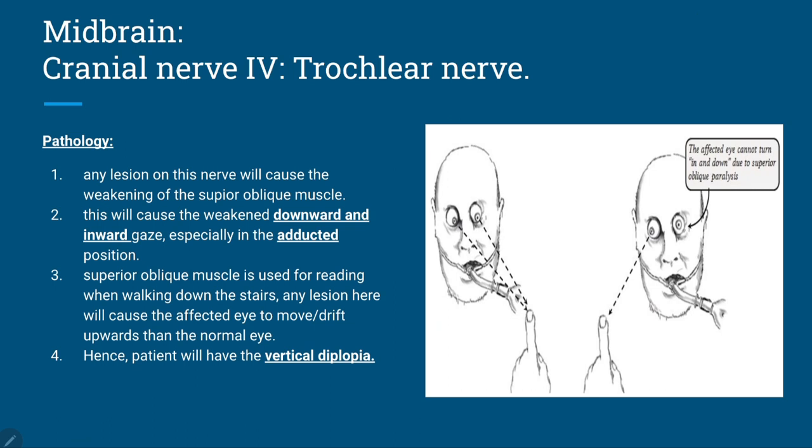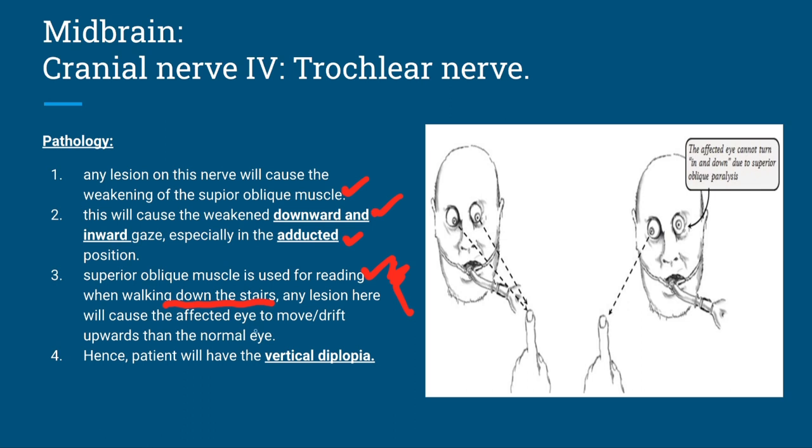So what are the pathologies? Any lesion on this nerve will cause the weakening of the superior oblique muscles. So this will cause the weakened downward and inward gaze, especially in the adducted position. So that is important. The superior oblique muscle is used for reading, and when a person is walking down the stairs. So you need to have a downward gaze when you're doing these two things.